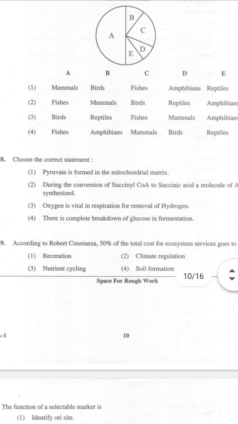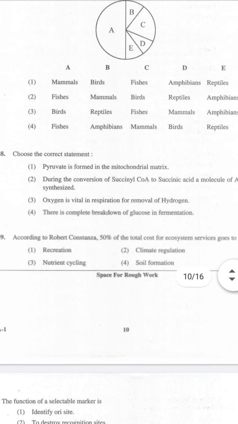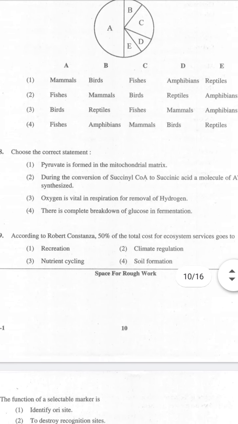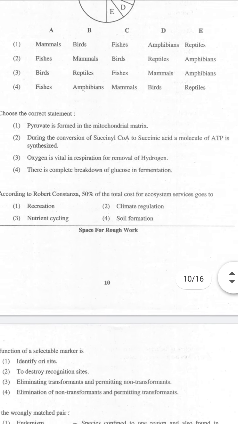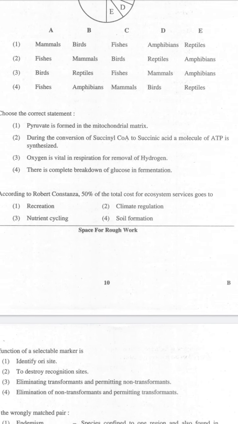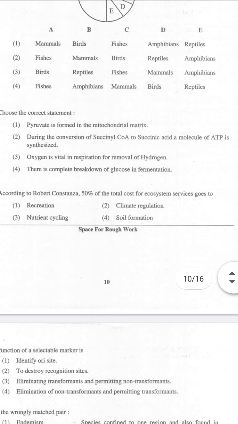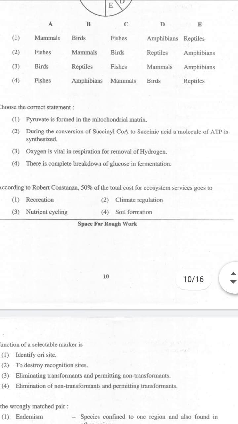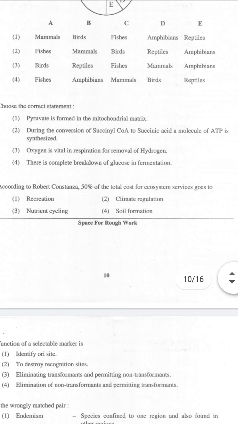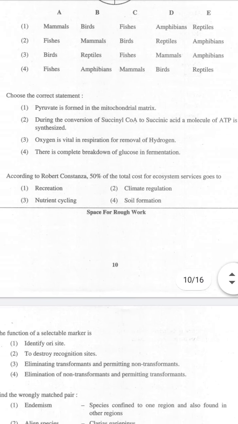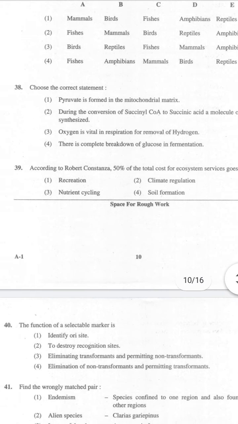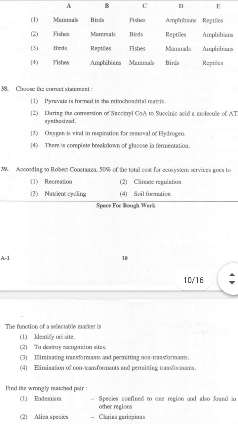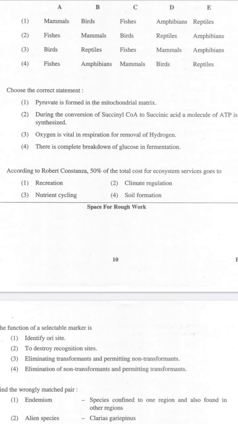Next, during the conversion of succinyl-CoA to succinic acid, a molecule of ATP is synthesized. Next, oxygen is vital for respiration for removal of hydrogen. Next, the fourth one, there is a complete breakdown of glucose in fermentation. So the correct statement from the given four options is option 3. Now let's see the solution for that.